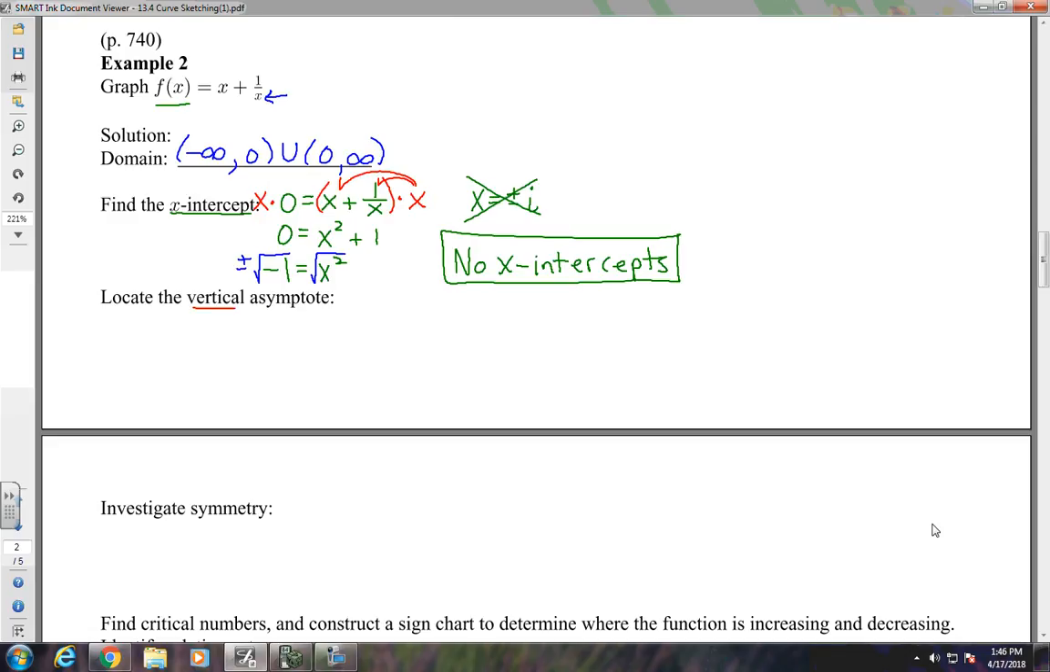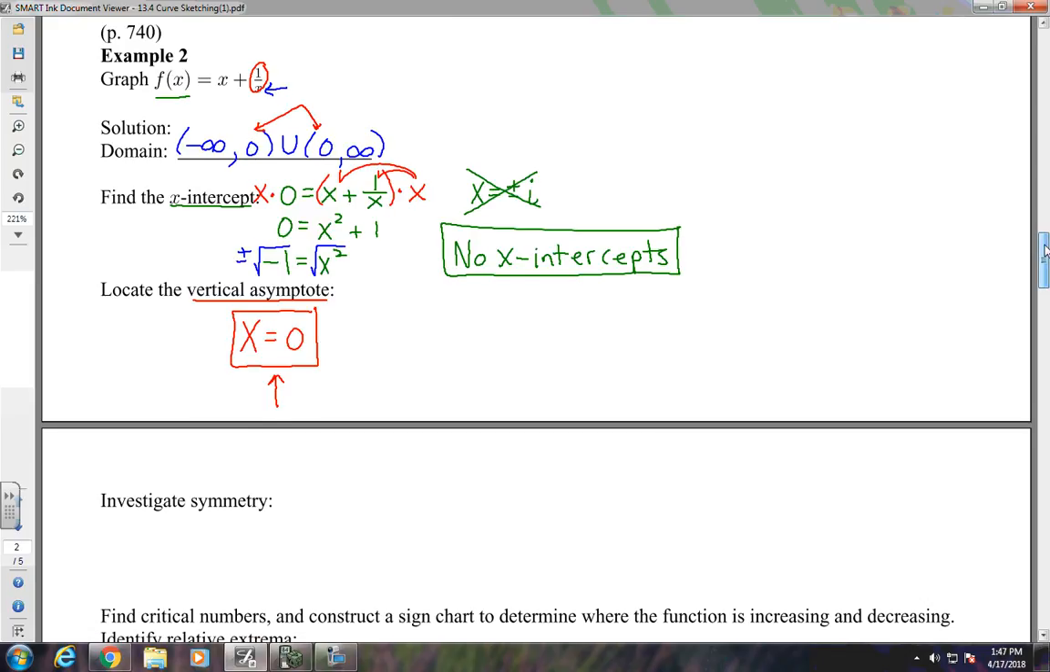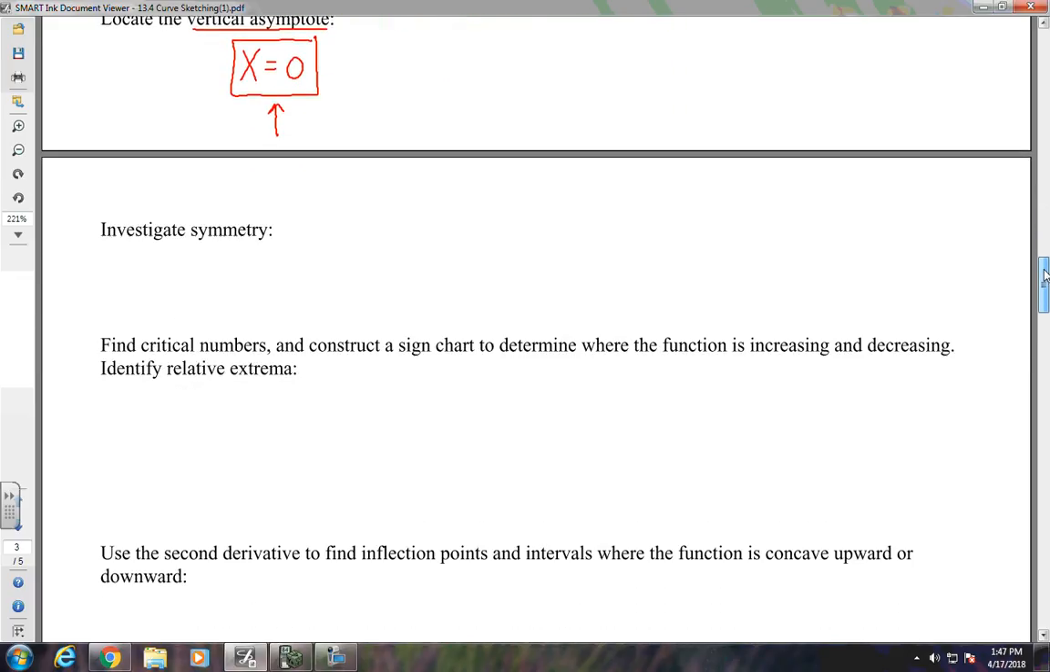Next, we want to locate the vertical asymptote. The vertical asymptote is going to occur where a denominator is equal to 0. And we've already observed x equals 0 makes that fraction 1 over x have a 0 in the denominator. So the equation of our vertical asymptote is x equals 0. So notice we left this value out of the domain. We're skipping over that. But in our graph, we will see an actual boundary line there, a vertical asymptote at x equals 0. So no x-intercepts, 2 branches, and a vertical asymptote.